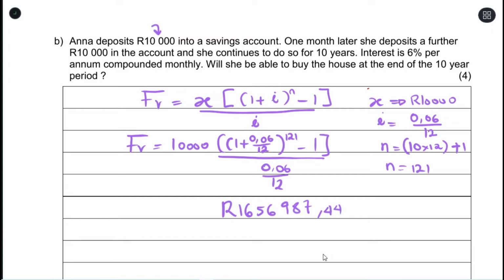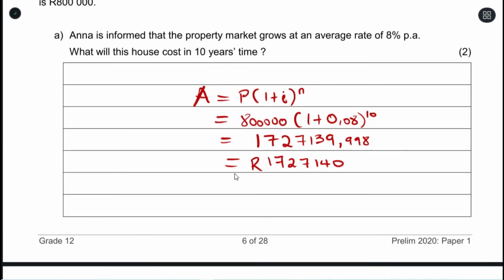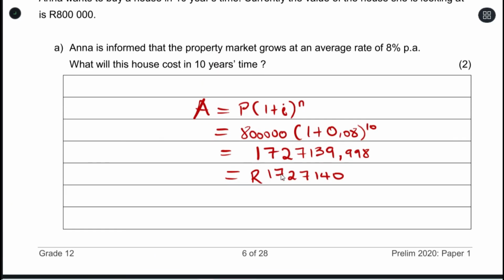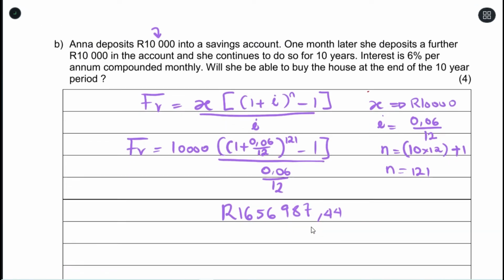Okay, so this is the amount of money that she would have saved over the 10-year period. Now, in the previous question, we said that the house is going to be worth 1.7 million in 10 years' time, and by saving 10,000 every month for 10 years, she would have saved 1.6 million. And the question was, will she be able to buy the house at the end of the 10-year period? The answer would be a resounding no, right? She wouldn't, because she doesn't have enough money.